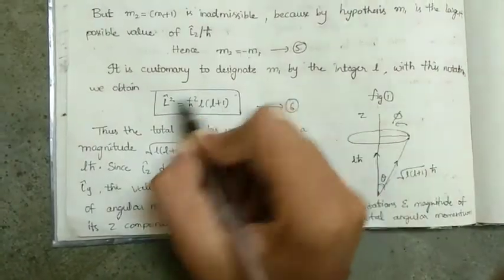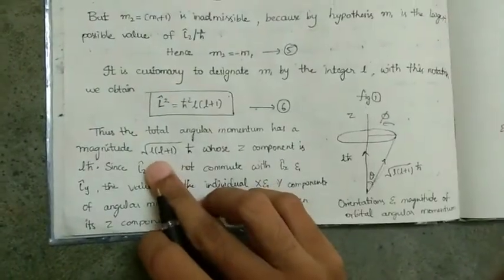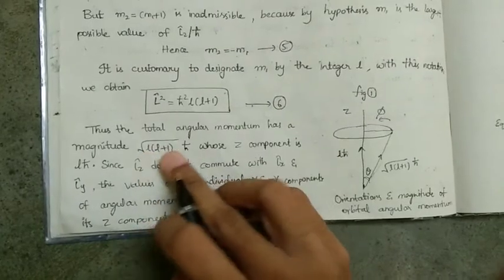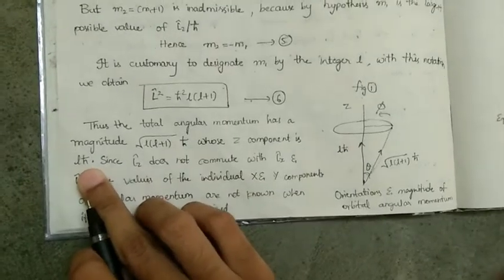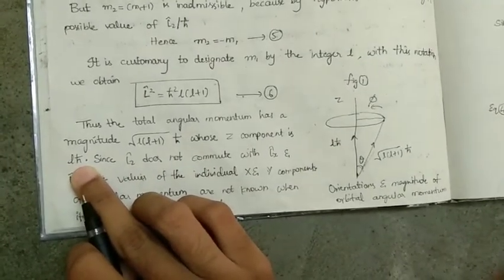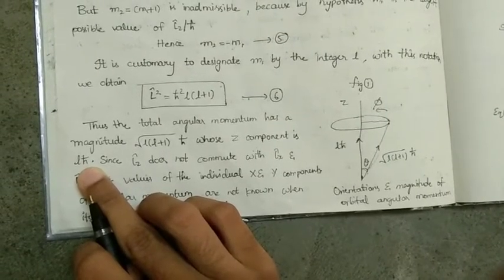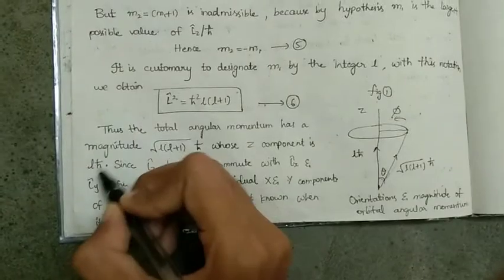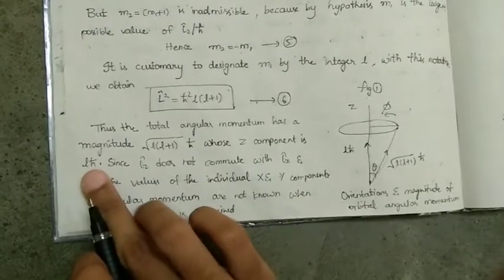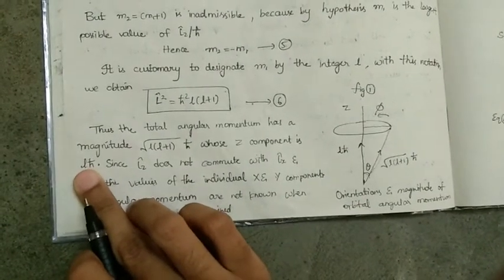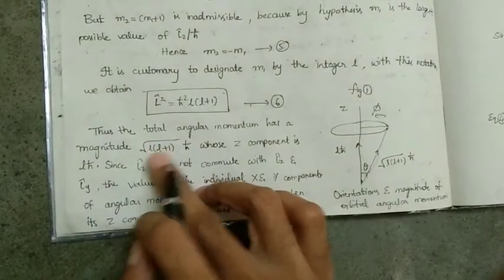So if we take square root on both sides, L is nothing but angular momentum. It would have magnitude square root of L into L plus 1 h cut, and whose z component is L h cut. We know that Lz is the z component of the angular momentum L, and Lz eigenvalue is m h cut. So in the place of m, we are having L h cut. Hence whose z component is L h cut, and L square eigenvalue is root over L into L plus 1 h cut.